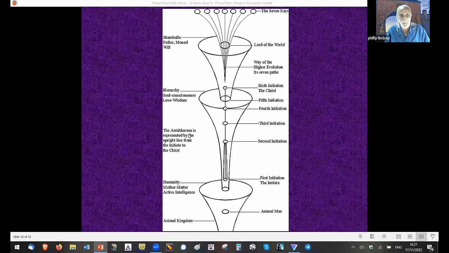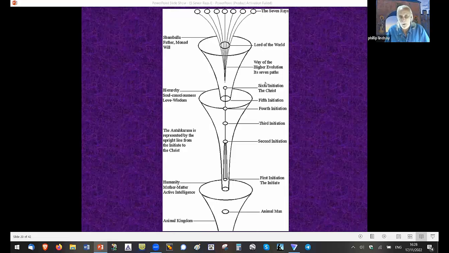And of course, we have the Lord of the World here who presides at Shambhala, the Lord of the World called Sanat Kumara that we discussed in previous classes, and how this cone, if you like, this inverted cone, represents the way of higher evolution and its 7 paths. Those 7 paths are the 7 cosmic paths that lead any of us, once we achieve liberation, to choose another cosmic path to go beyond this solar system altogether. Or we can choose the Earth path, the path of Earth service.